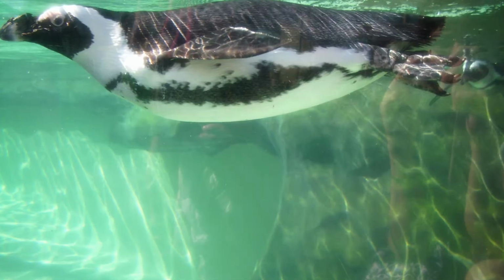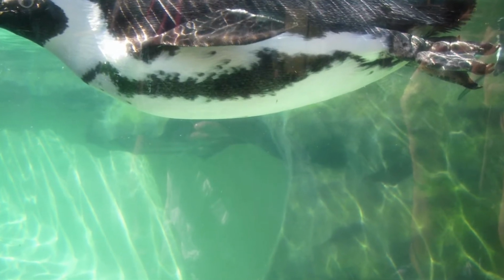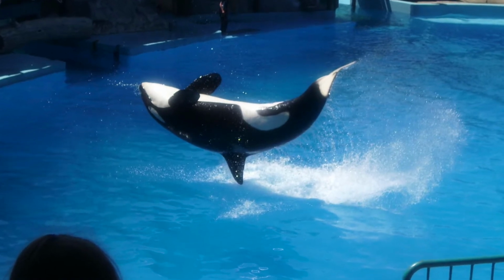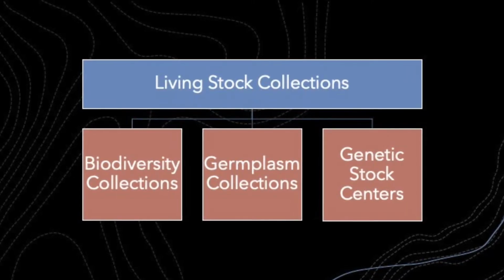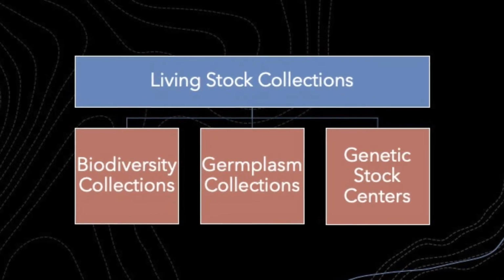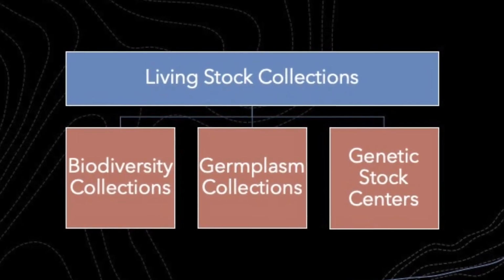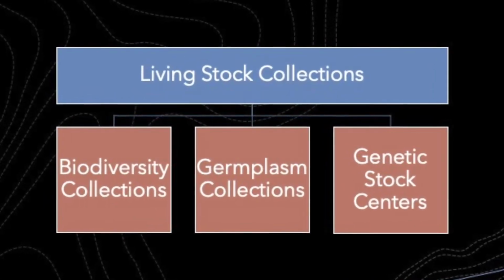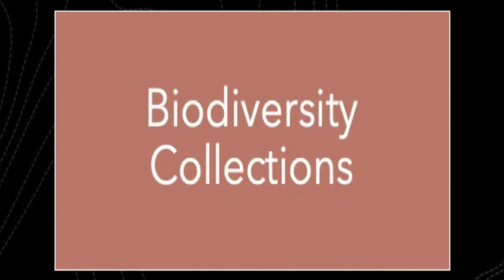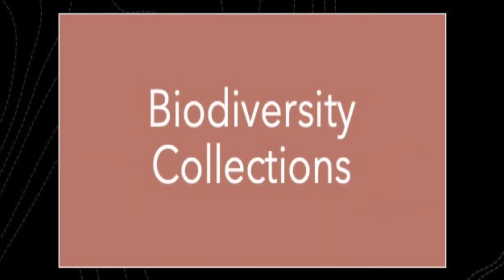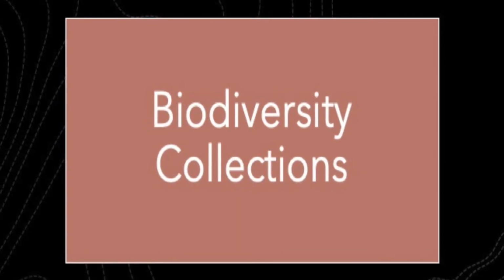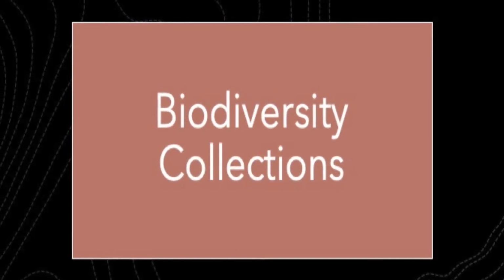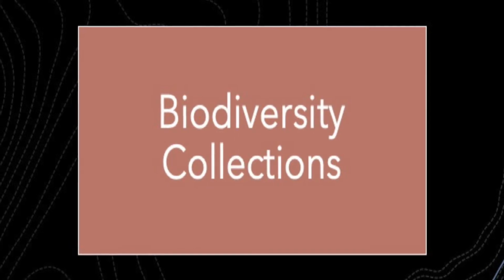These are just a few examples of the many types of collections of living organisms, which we scientists call living stock collections. These can be divided into three general categories based on how many different species they have and whether they're genetically modified or not. Biodiversity collections contain hundreds or even thousands of different species across a broad range of species. They are not genetically modified.